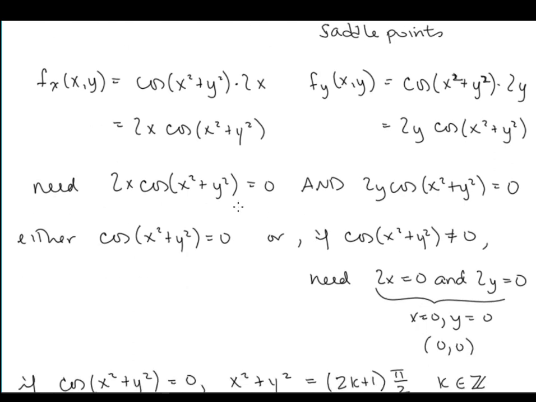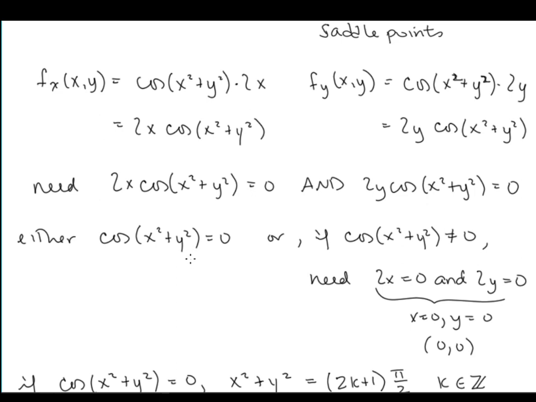So again, we need the x partial equal to 0 and the y partial equal to 0. And we see that they have a common factor of cosine x squared plus y squared. So if cosine x squared plus y squared is equal to 0, then we get what we need. We have critical points there. If cosine x squared plus y squared is not equal to 0, then the only way we could have both of these equal to 0 is if x and y are both 0. And so we have 0, 0 as our other critical point.